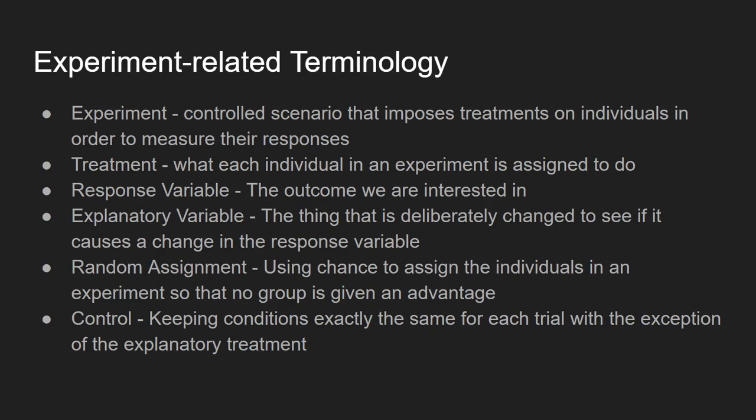Random is the name of the game when it comes to experiments, and we want to eliminate everything that is not random. So, with that, we then control all the other things that can affect our response variable. We want to keep conditions exactly the same for every single trial, with the exception of the explanatory treatment. Okay, we want to control all of those.